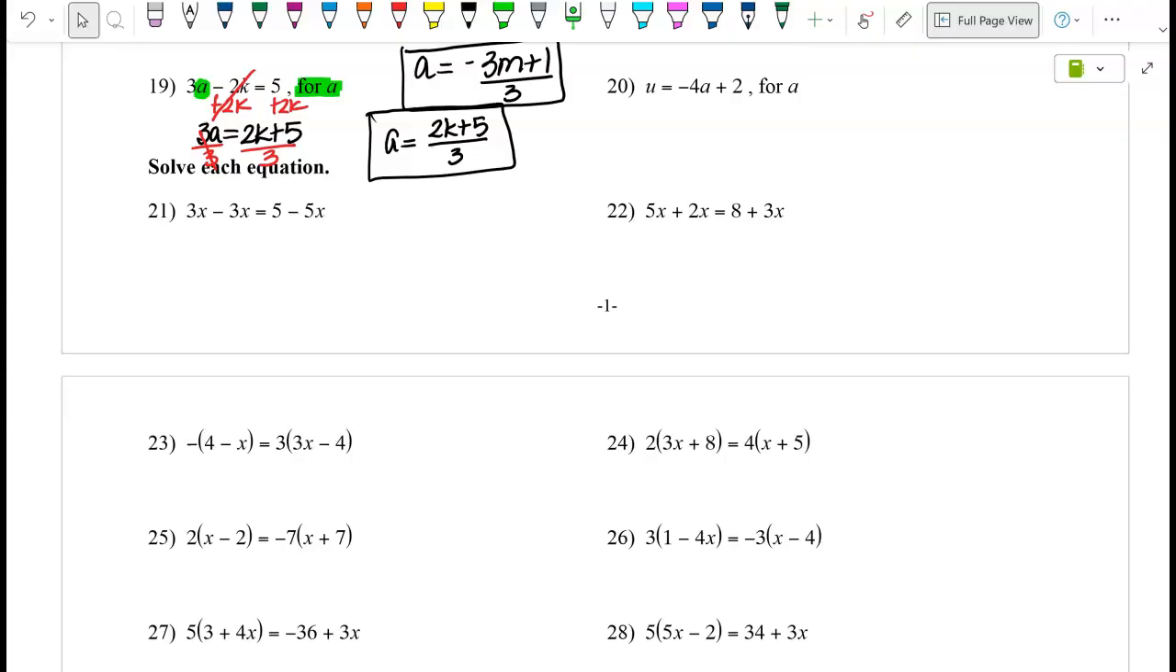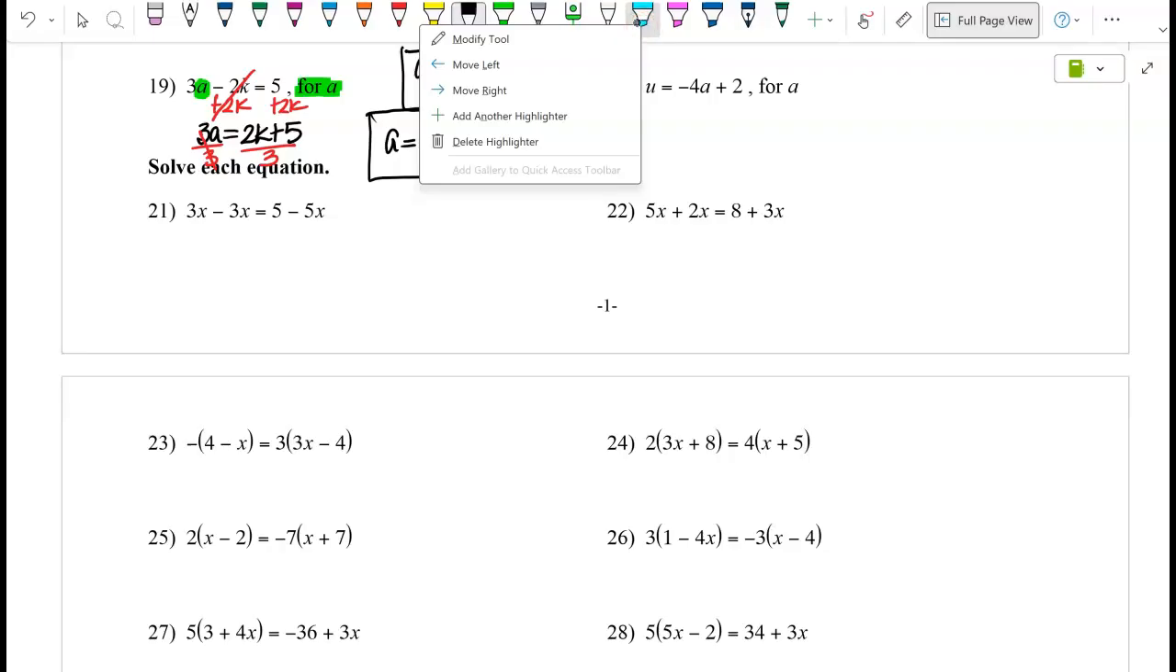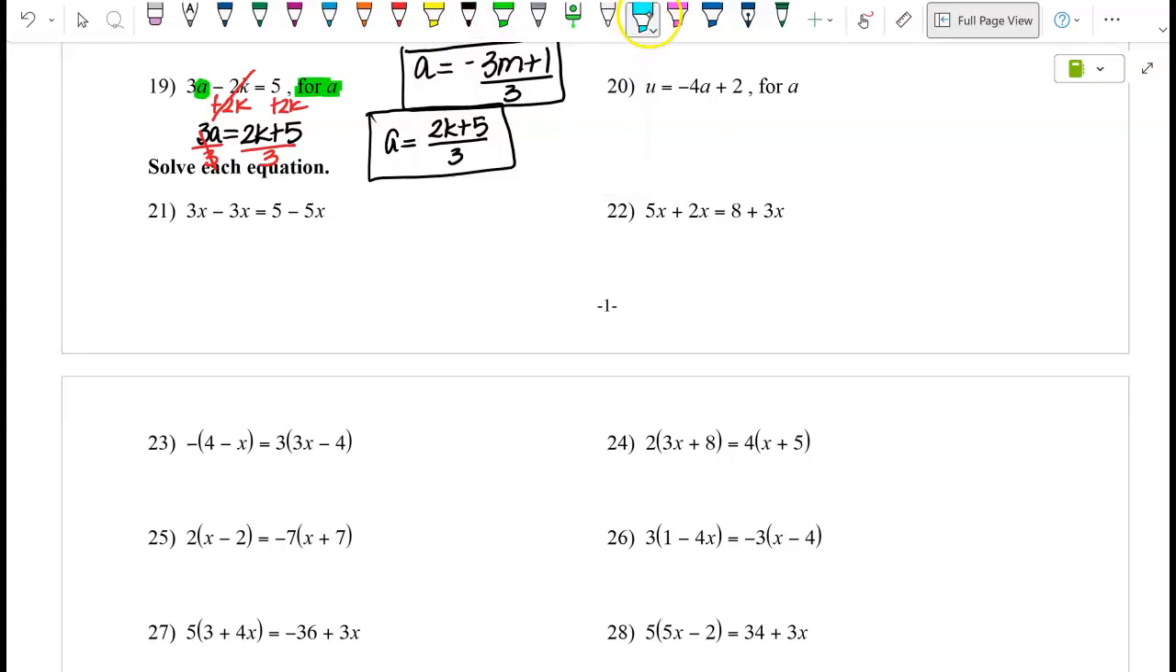Michael, what do I need to do first here on this problem? Okay, before I can add the 5x, what do I have over here on this side? Yeah, I need to combine those like terms. So I have 3x minus 3x gives me 0 equals 5 minus 5x. We should always be looking, can I combine like terms before I start solving? Now I will add the 5x to both sides.